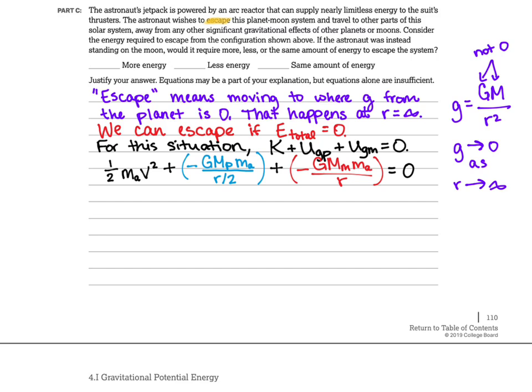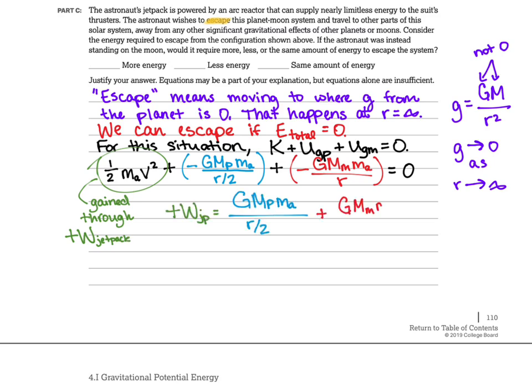I've assigned an arbitrary r/2 distance. It looks like in the picture the planet is kind of in the middle of her and the moon. Or sorry, I should say the planet is about halfway in between the two. So that's what I've assigned as the radius there. That isn't really going to matter.